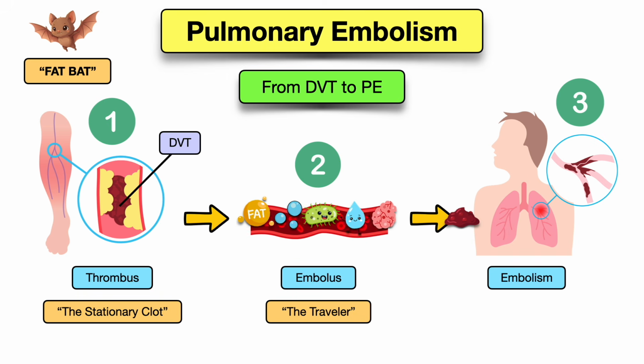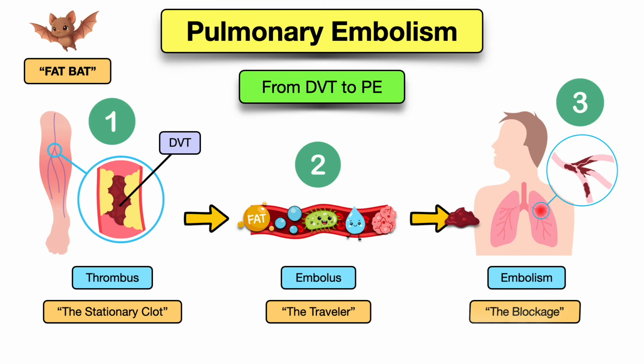This traveling foreign object, or embolus, could also be fat globules, air bubbles, bacteria, amniotic fluid, or tumor cells. But remember, a blood clot is most common. An embolism is the resulting obstruction or event where the embolus lodges and causes a blockage. In this case, this would be when the traveling blood clot, or embolus, gets lodged in an artery in the lung and blocks it.